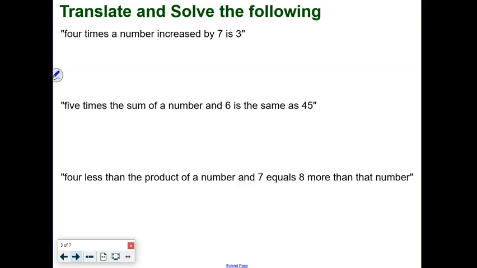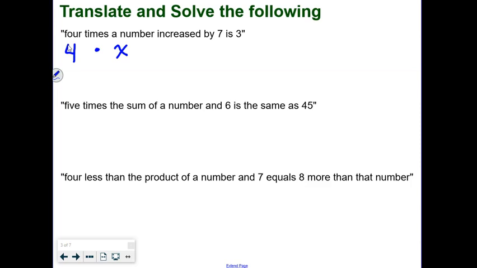4 times a number increased by 7 is 3. All right, so number 4, times, a times sign, a number that could be of some unknown thing. It's just a number, so we can use a variable. And you can be creative if you want here. I'll just use X for this one.